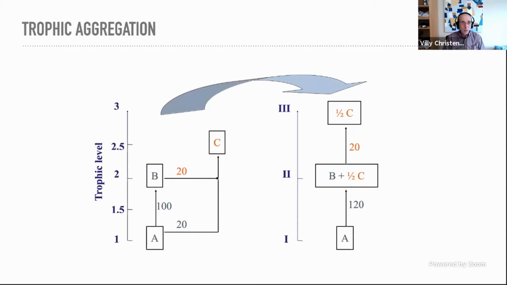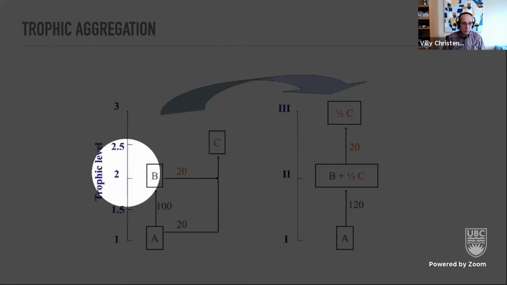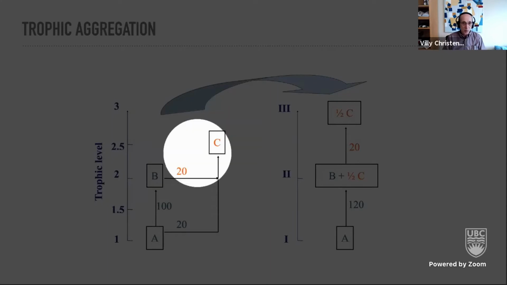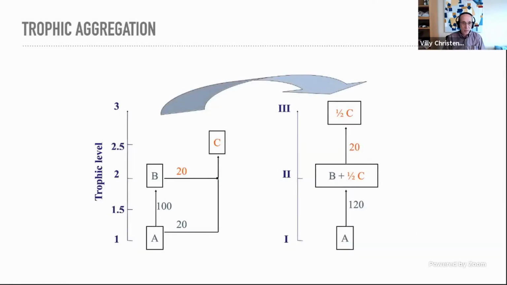Trophic aggregation is the next thing you can do here. When you have a group like this where B eats A, in this case we can estimate that the trophic level of B is 2. This is a fractional trophic level. Now C eats B and A in equal proportions. Therefore, the average trophic level of C's prey is 1 plus 2 divided by 2. That's 1.5. And you add 1. Average trophic level plus 1, that's the trophic level of a group.